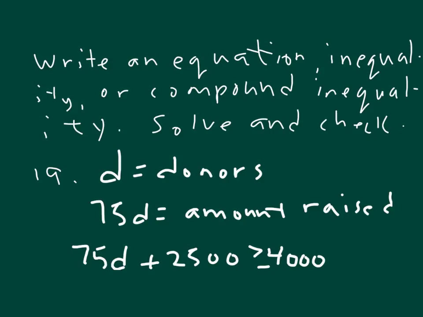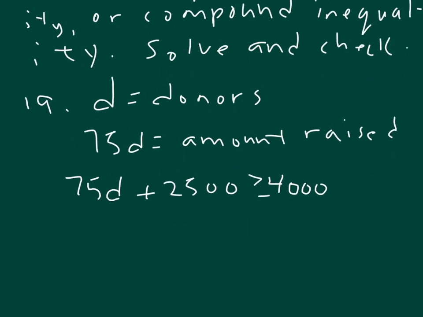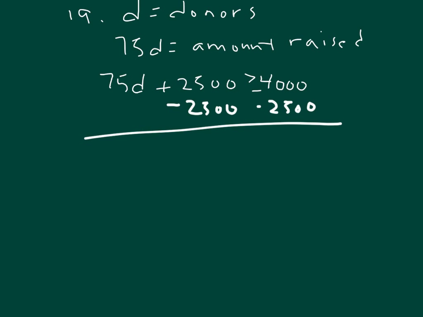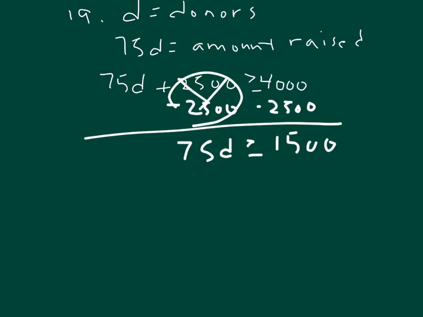And I have totally run out of space here, but what we would do is subtract. Maybe I'll move this up. Yep, that's good. We're going to subtract 2,500 from each side. We're solving this just like it's an equation. That would leave 1,500 here. This is a 0, which is what we wanted. 75D. Maintain that symbol. It was a greater than or equal to. Divide both sides by 75.